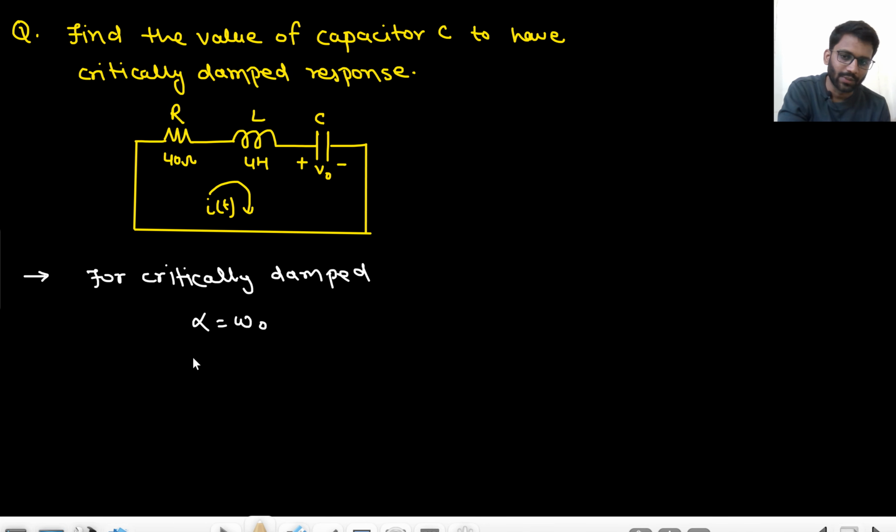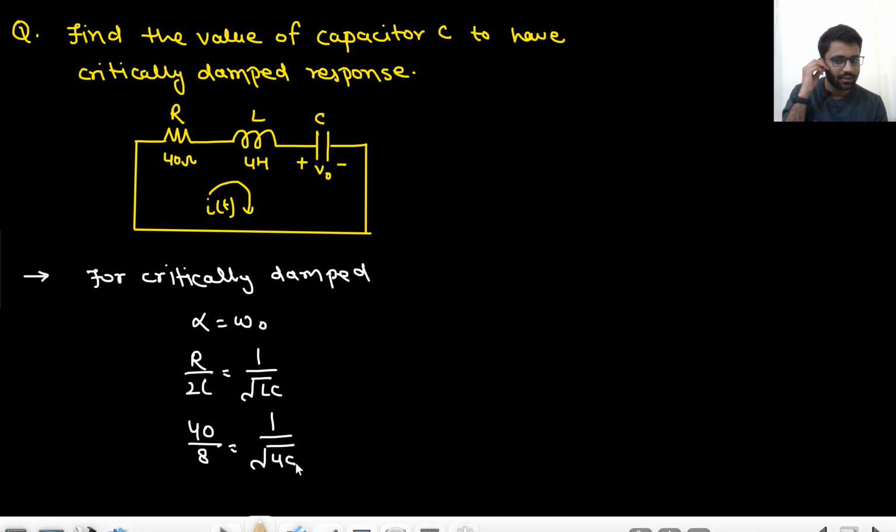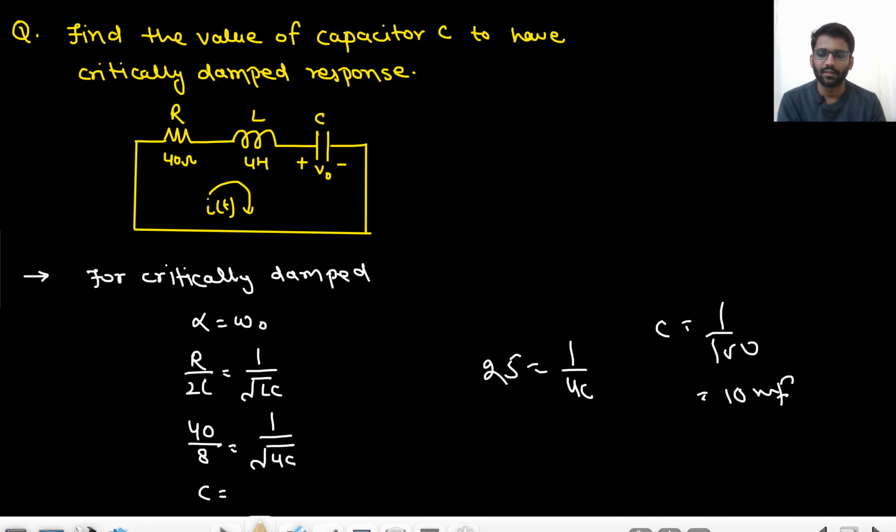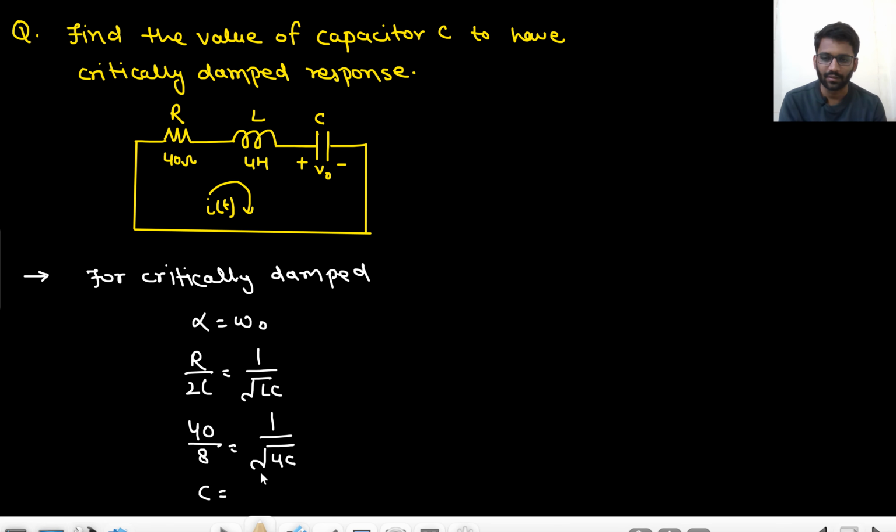For critically damped, alpha is equal to omega naught. What is the value of alpha? That is R by 2L. What is the value of omega naught? That is 1 by root LC. So just put in the values that are given. R is 40, 2L will be 8, so alpha is 5, and C you need to find. So 25 equals 1 by 4C, C would be 1 by 100, so basically it will be 10 millifarad. So the capacitor will be 10 millifarad. Am I right or wrong?